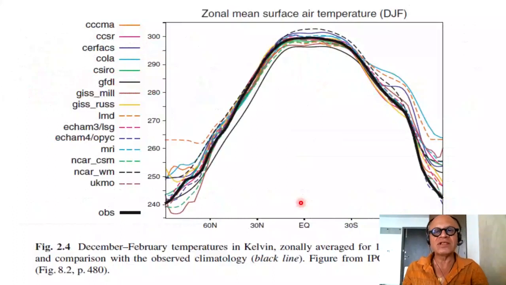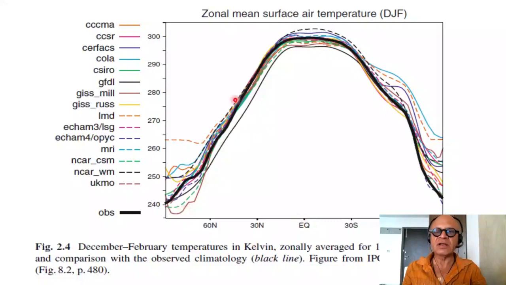To look at it more realistically, here is the zonal mean surface air temperature for December, January, February. This is more like a climate model where we look at seasonal means, and these are different models with the thick black line representing the observations. What do you look at here? December to February temperatures in Kelvin zonally averaged. So you expect warm tropics and cold higher latitudes, and there is a symmetry in the hemispheres.